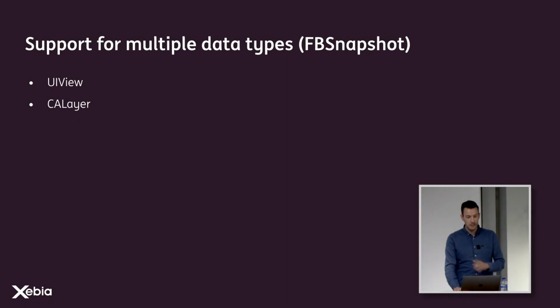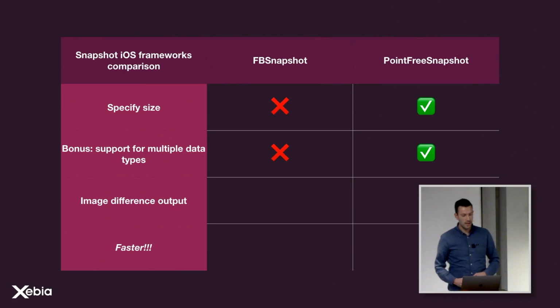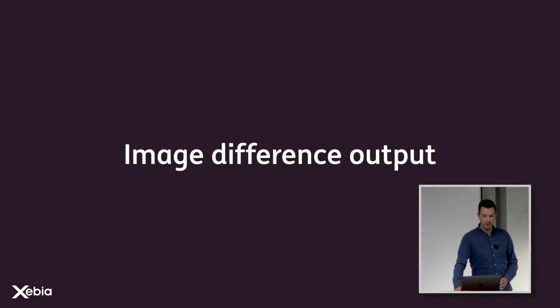As I said, Facebook Snapshot does only the UI view and CALayer. So it is a benefit, because, well, we don't want to do it right now. We just want to do images. But I think maybe for the future, it could be a possibility to do this sort of test where we do raw types for data requests. It could be useful. And then there's the image difference output, because for developer experience, we want to see quickly what is wrong with our snapshot.